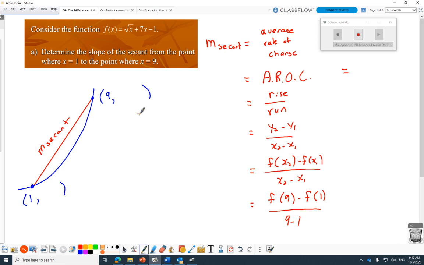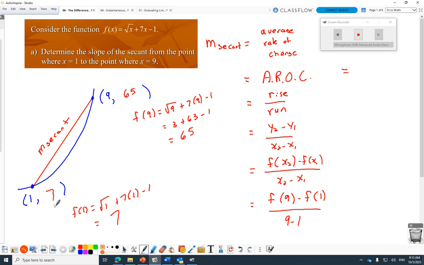f at 9 equals root 9 plus 7 times 9 minus 1 equals 3 plus 63 minus 1 equals 65. That was this point. And incidentally, if the grade 10s were watching this lesson, they would be saying, are you just finding the slope between those 2 points? Like, well, why are you going on and on about this? And for them, that's exactly what I'm doing. Slope of secant is just slope between these 2 points. And down here, f at 1 equals root 1 plus 7 times 1 minus 1 equals 7.